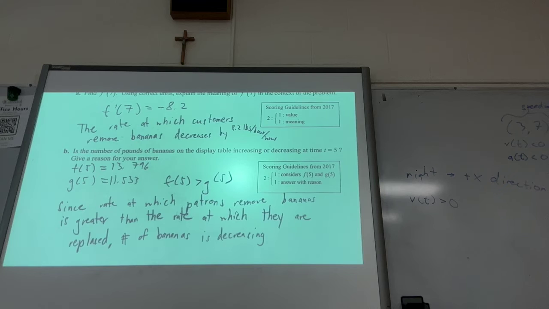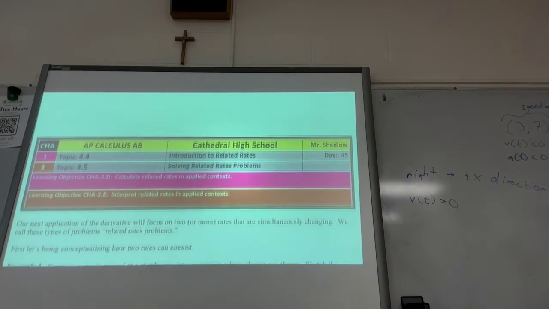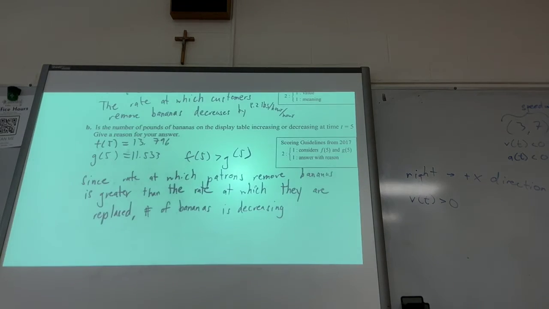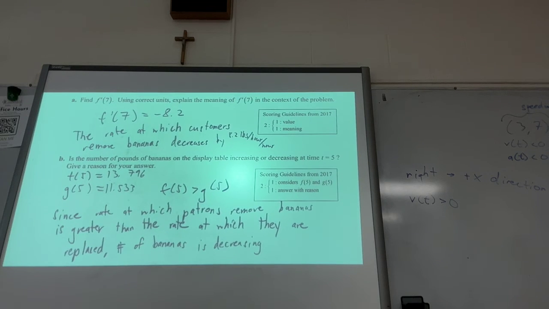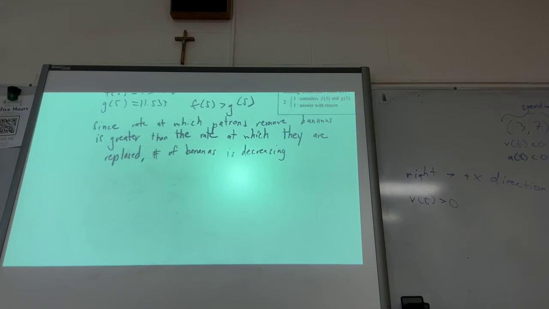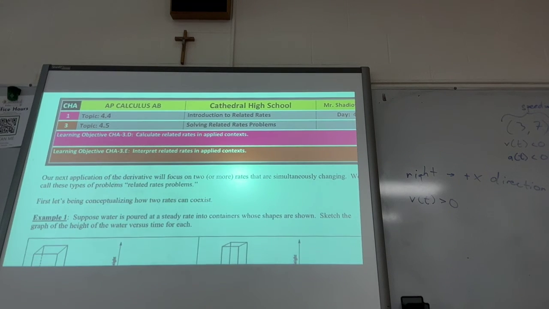Alright, so C, and then I think we're actually done with, I'm sorry, I didn't print off the 4.3 homework. We don't need it. We're still working on the 4.2. Okay, sounds good. Alright, we can move on to 4.4, related rates.